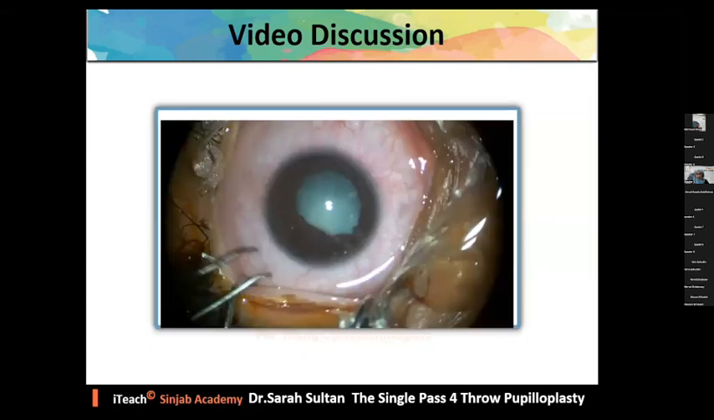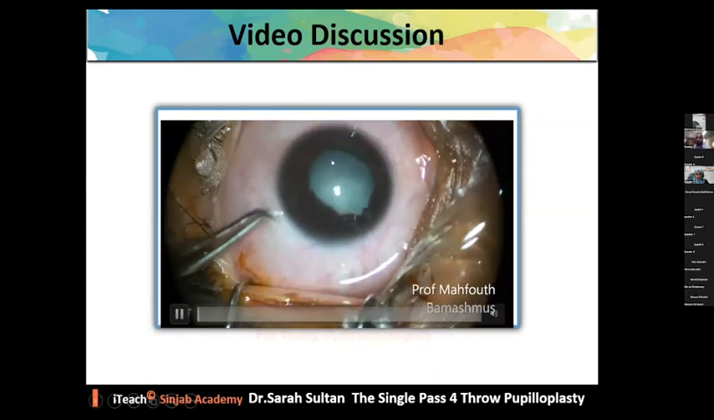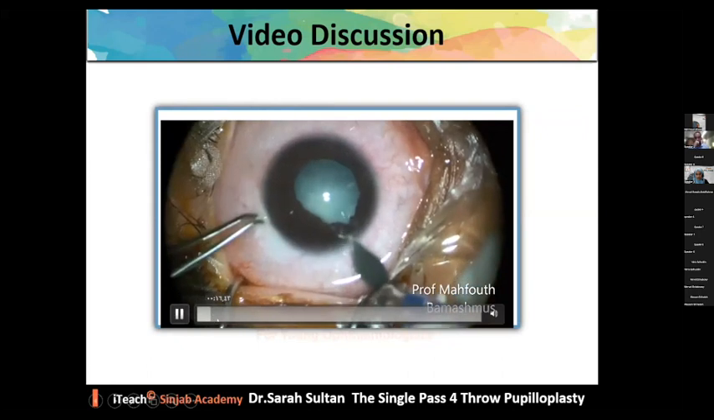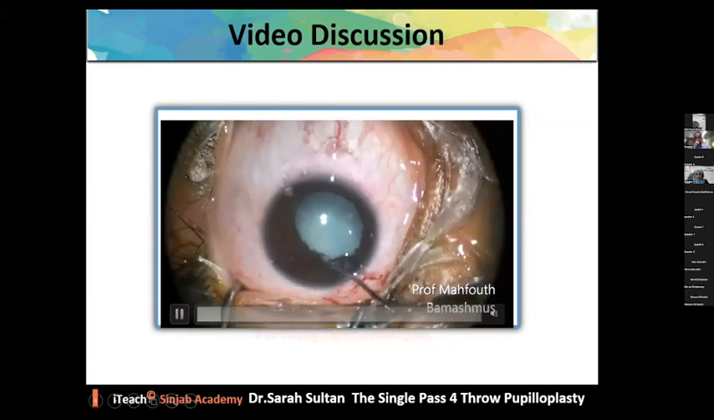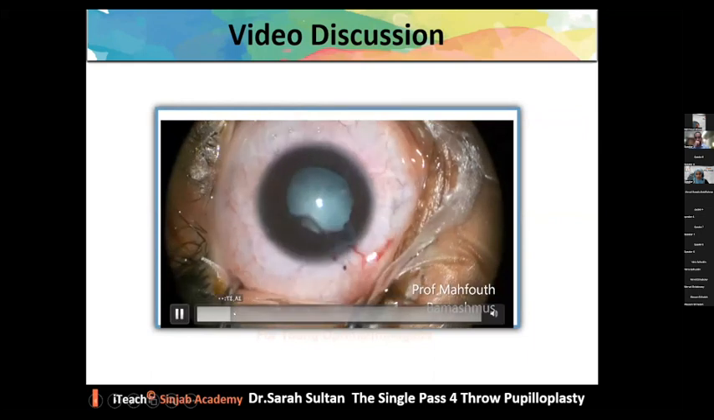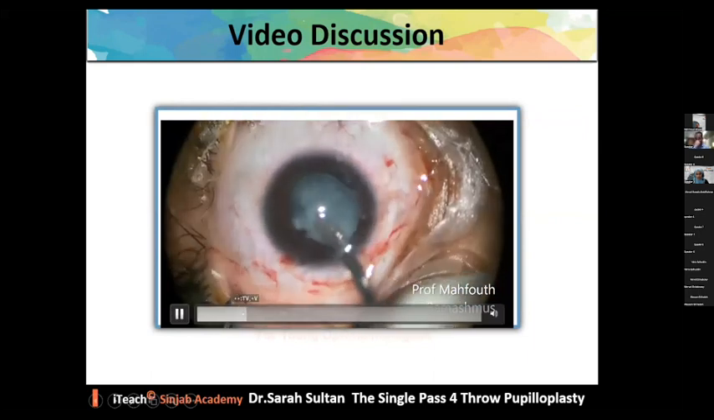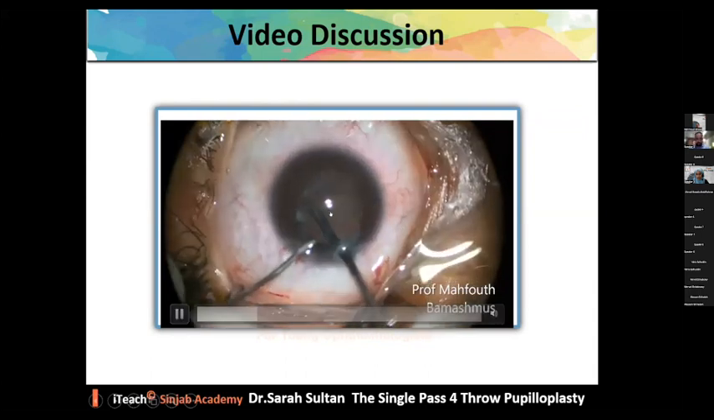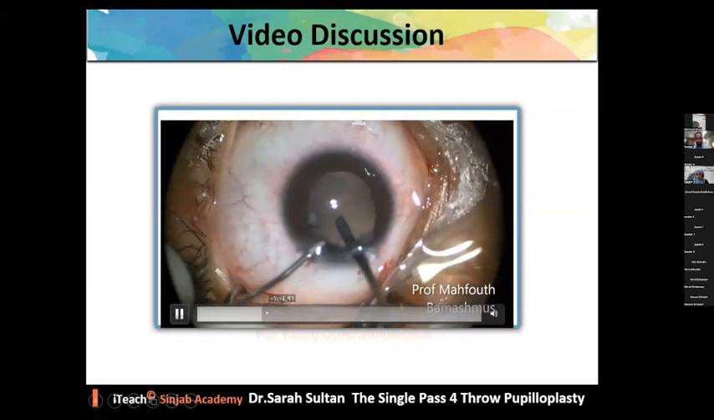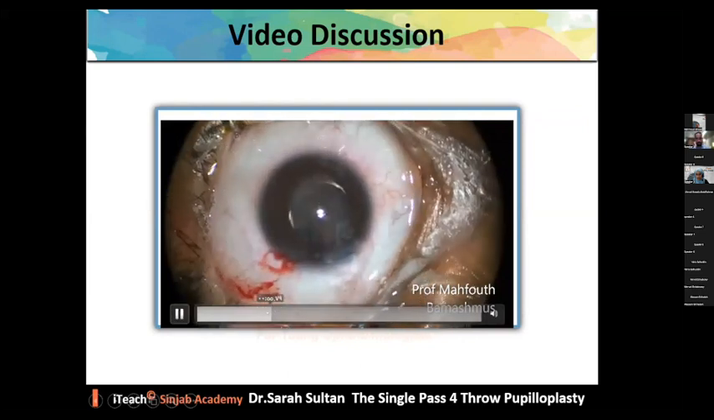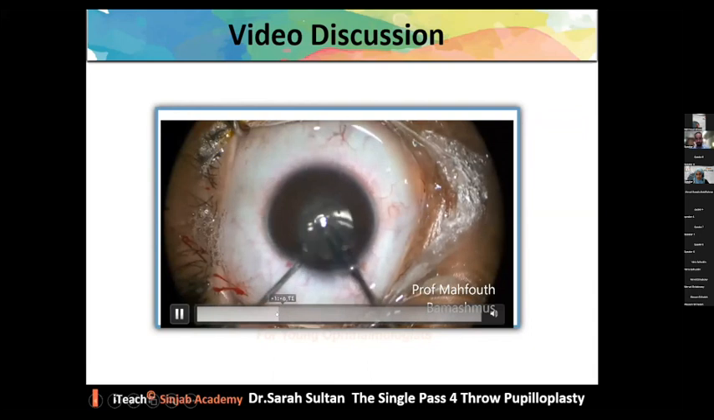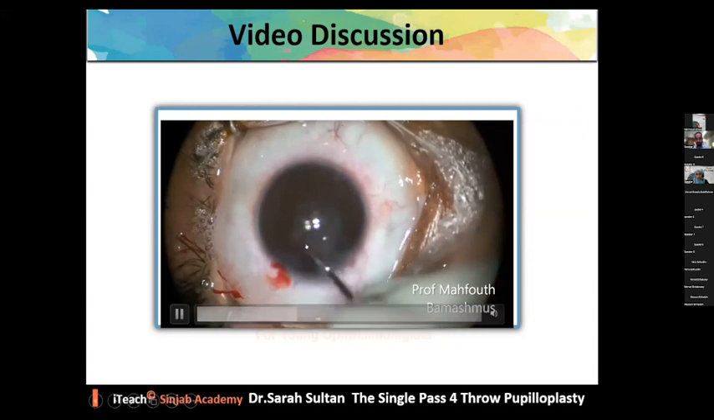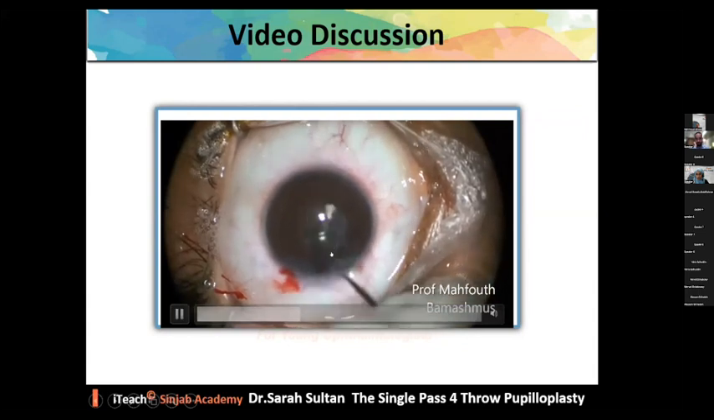This is another case of traumatic cataract and subluxated lens with a dilated pupil. Started with incision, trying to remove the synechia with the Sinjab hook, capsulorhexis, and then lensectomy. There is a tear in the posterior capsule, so vitrectomy is done. IOL implantation, also vitrectomy, and trying to reform the shape of the iris with the Sinjab hook.